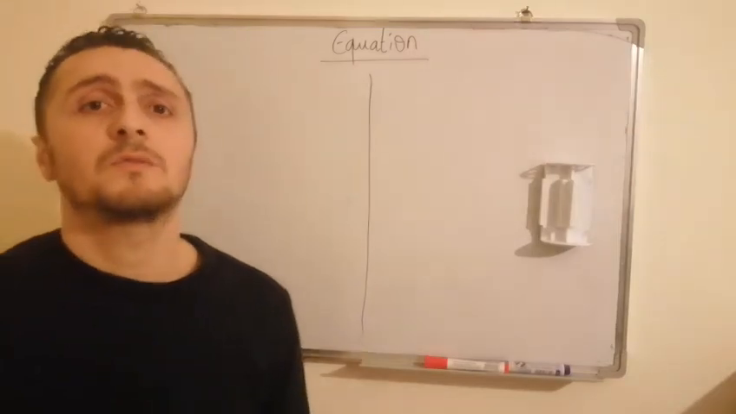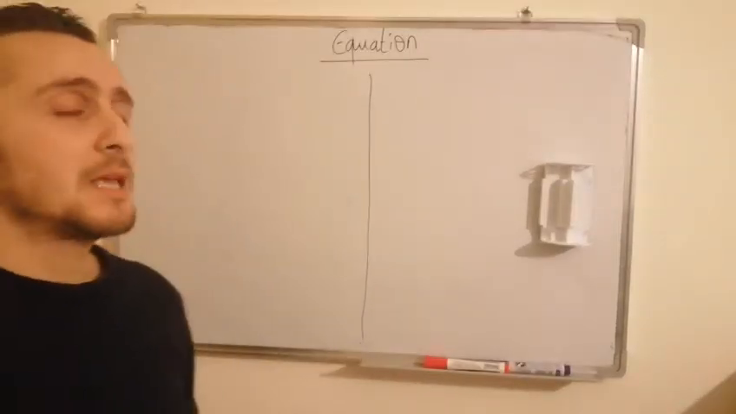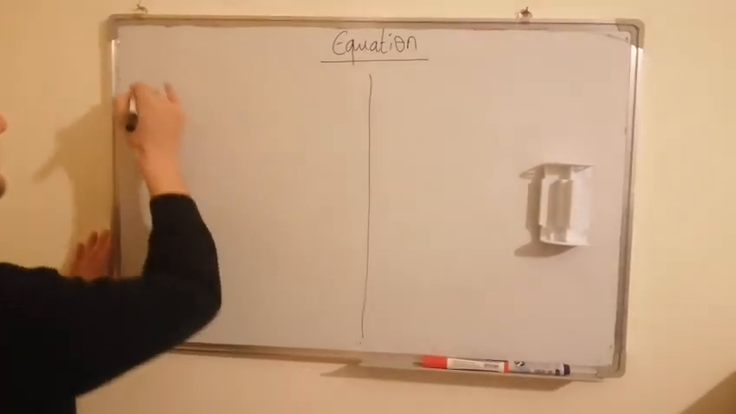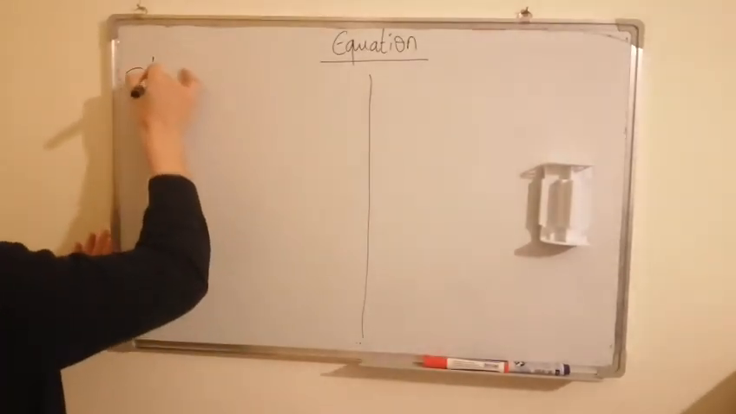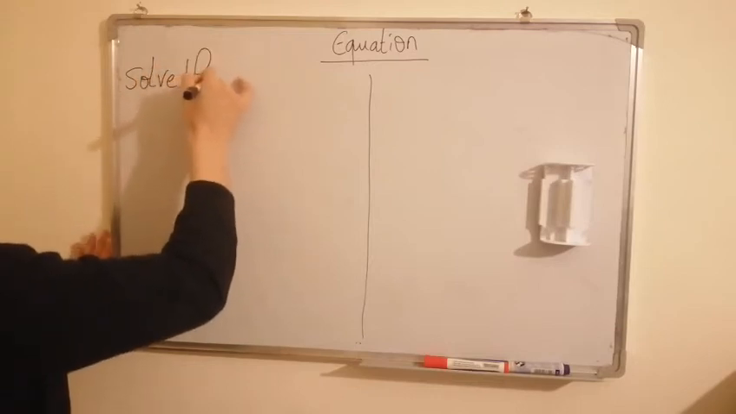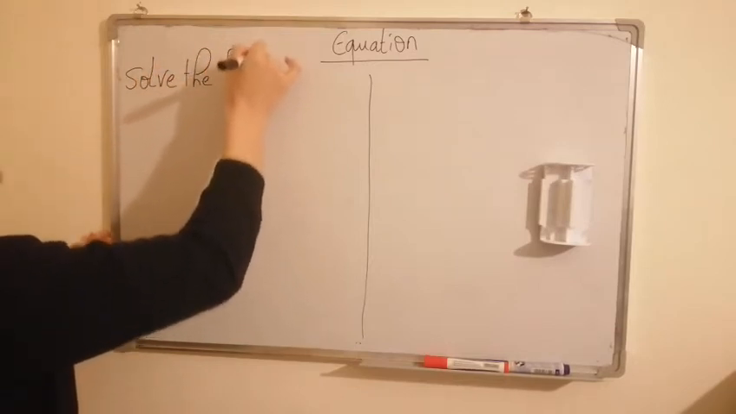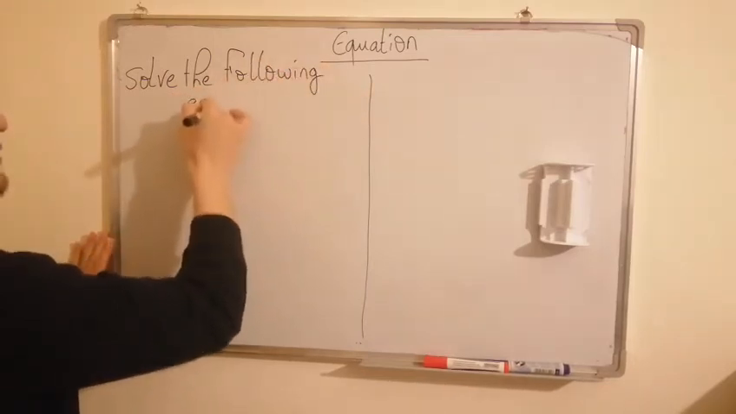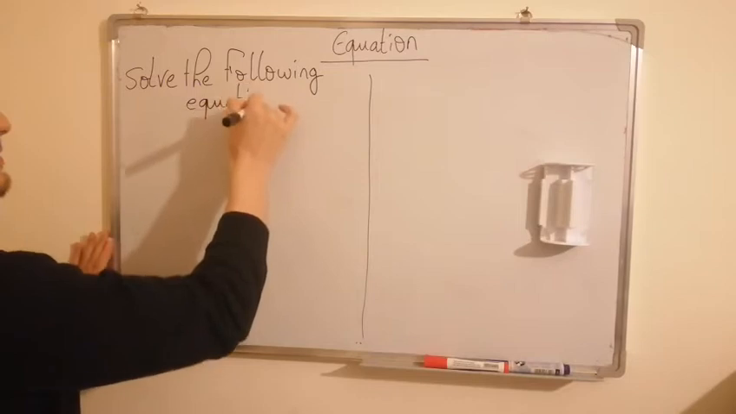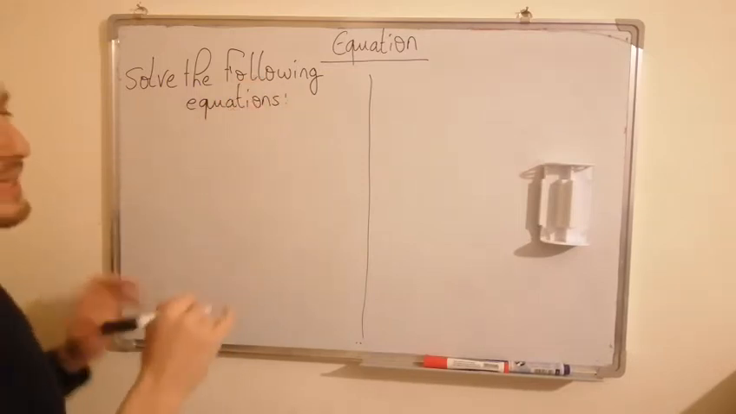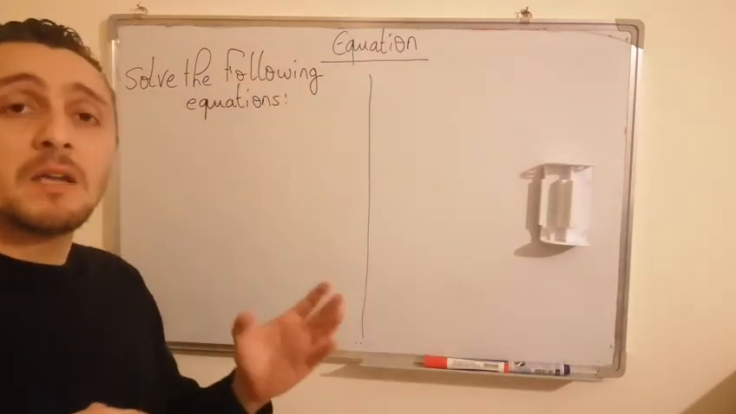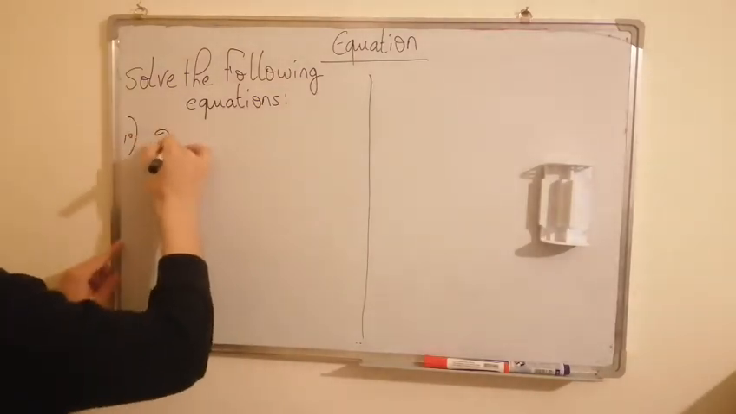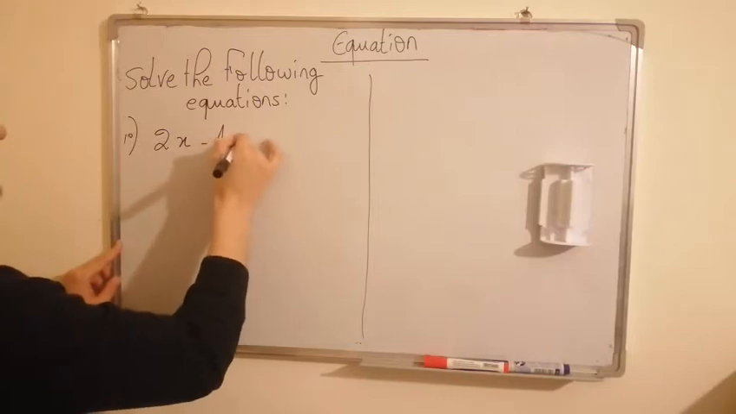Grade 10. Today our lesson is equations. We have to solve some equations. So the question is: solve the following equations. First one is so easy. It's given in grade 10, in grade 9 or grade 8. 2x minus 1 equals 3.